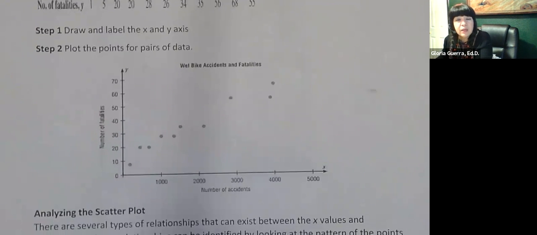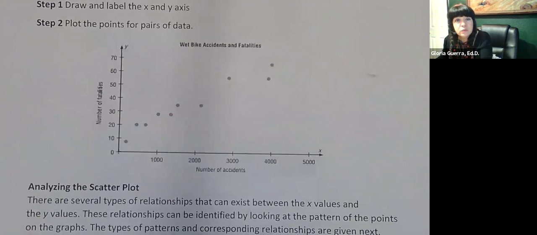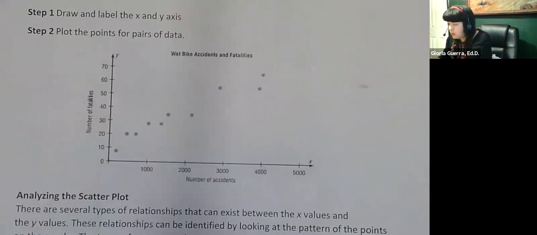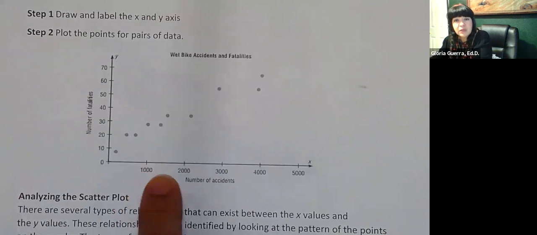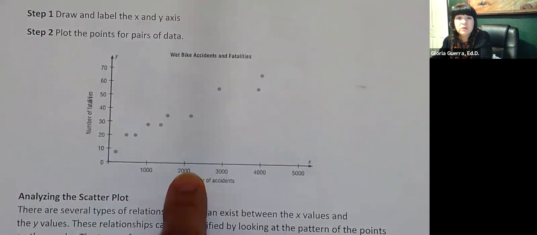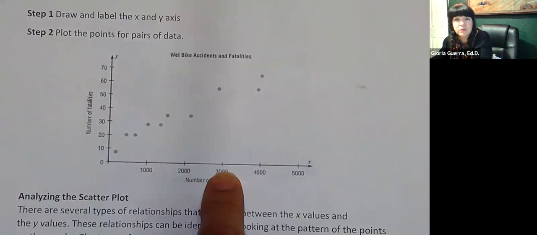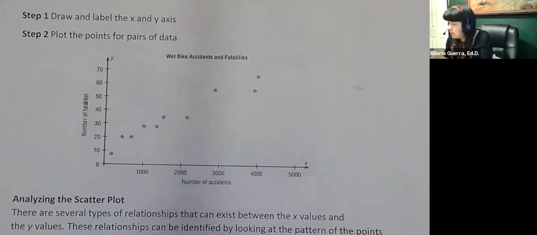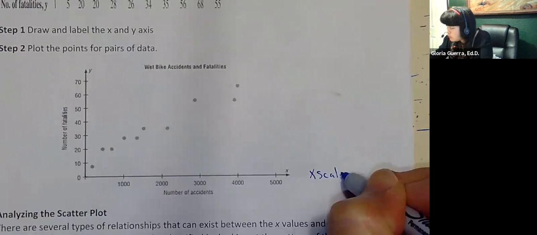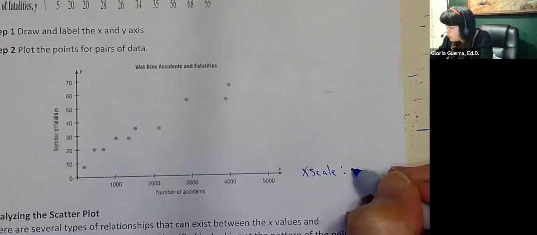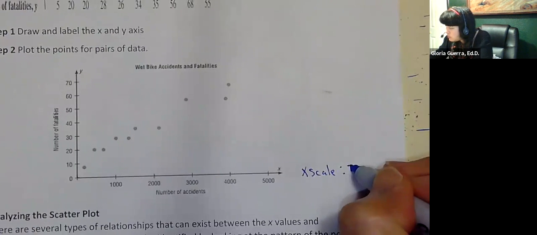Look at the title, wet bike accidents and fatalities. Then I also want you to notice the scale. Look at the X scale here, look at these tick marks. It looks like increments of 1,000, and then you add another 1,000, 2,000, add another 1,000, 3,000. So it looks like our X scale is noted in increments of 1,000.